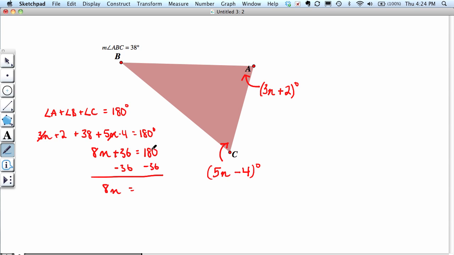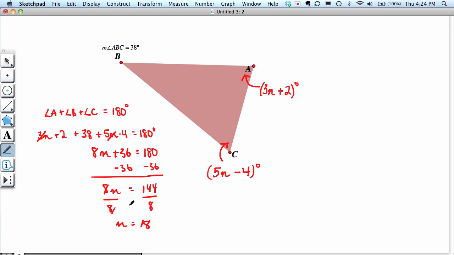8n equals 144, and then I'll divide by 8 and divide by 8. And if I remember correctly here, n equals 144 divided by 8, which equals 18. So n is 18 degrees.